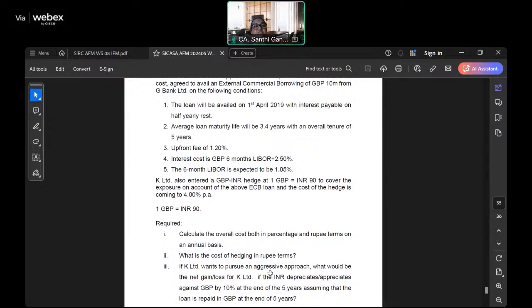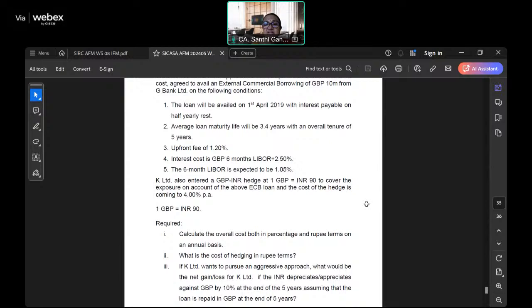Then average loan maturity life is given as 3.4 years, but overall tenure is 5. We do not have the structure of the loan, so we don't know how much has been paid and all that. But since we have the average loan maturity life, we have no problem in computing the interest. Upfront fee is 110.